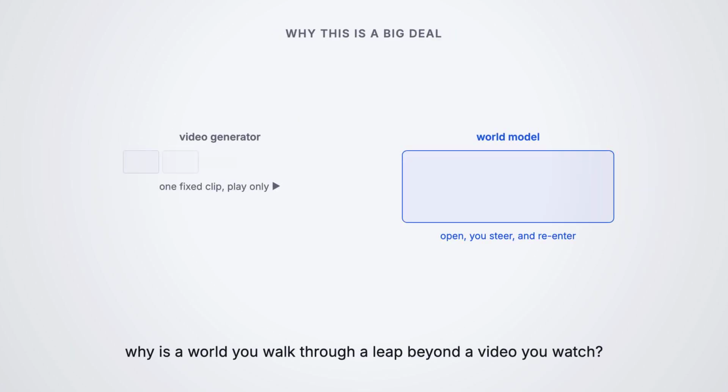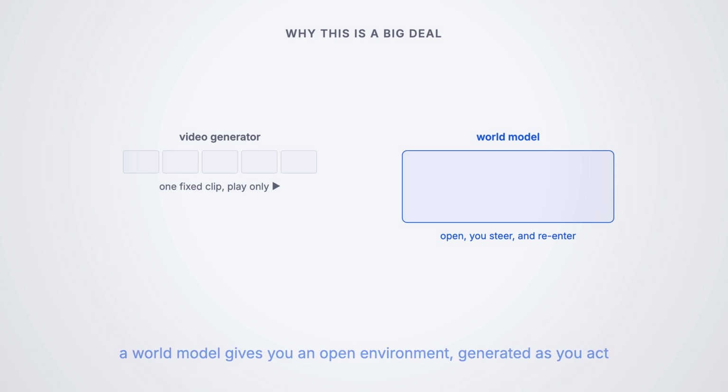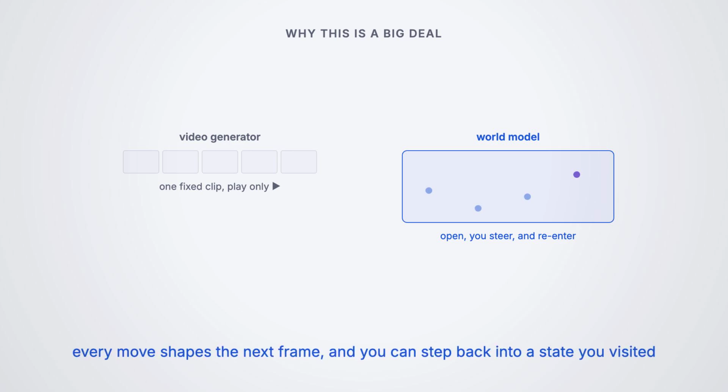So why is a world you walk through a leap beyond a video you watch? A video generator like Sora or Veo gives you a fixed clip. It is decided up front, plays start to finish, and you cannot change it halfway. A world model gives you an open environment generated as you act. Every move shapes the next frame, and you can step back into a state you already visited.